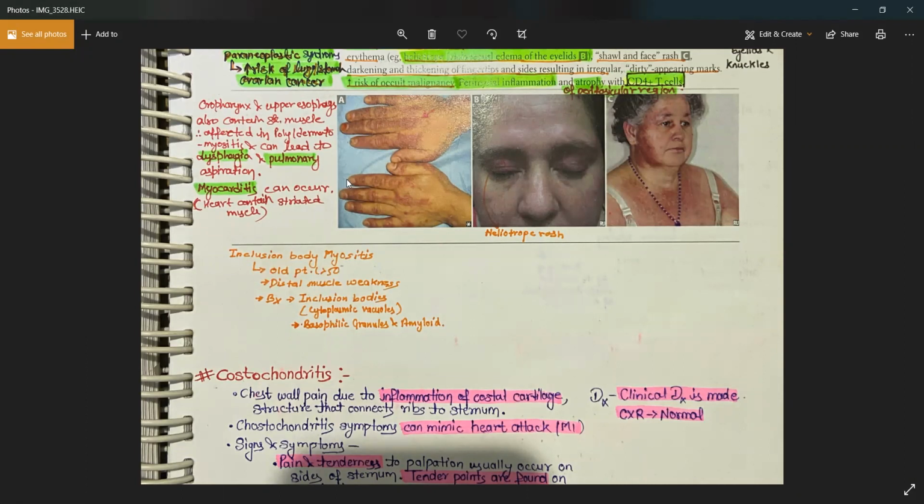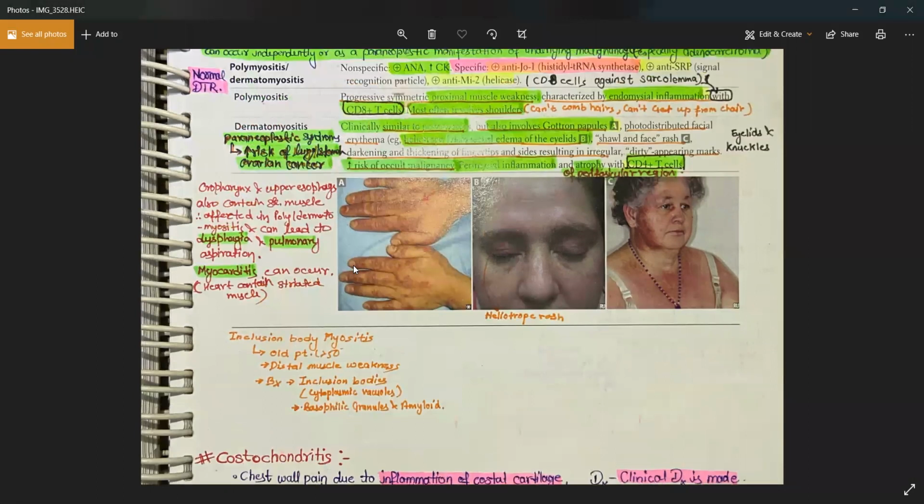Unlike dermatomyositis or polymyositis, in which you have proximal muscle pain, in inclusion body myositis you have distal muscle weakness and pain. Whenever you do a biopsy of the muscles of the distal region, you can see inclusion bodies and cytoplasmic vacuoles, right? And amyloidosis can also happen in this disorder.